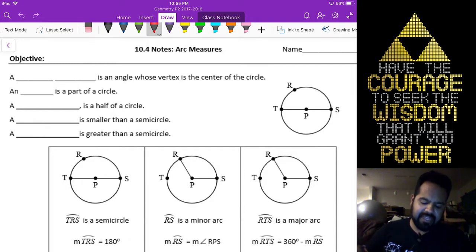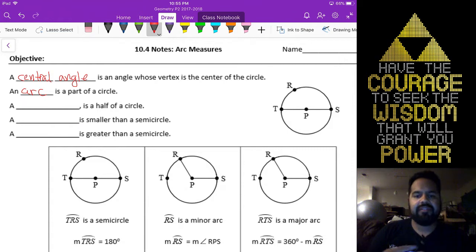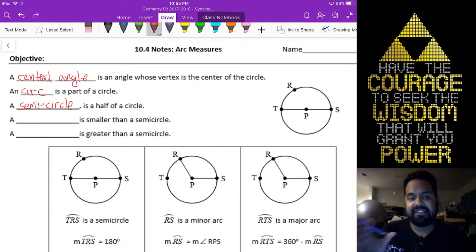So we say a central angle is an angle whose vertex is the center of the circle. An arc is a part of a circle. And what we mean by a part is a part of the outside of your circle. A semicircle is half of a circle. Semi, part of. In this case, it's actually exactly half.